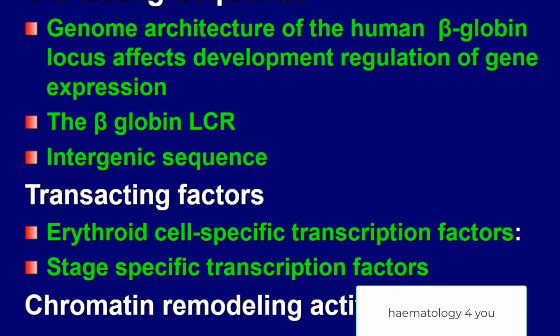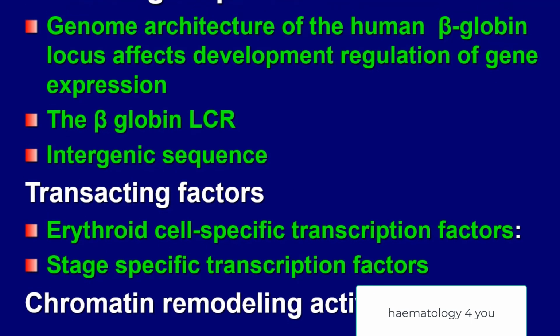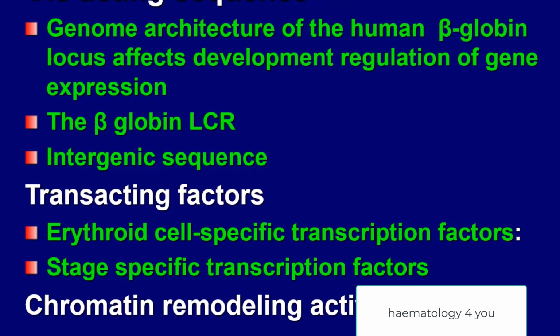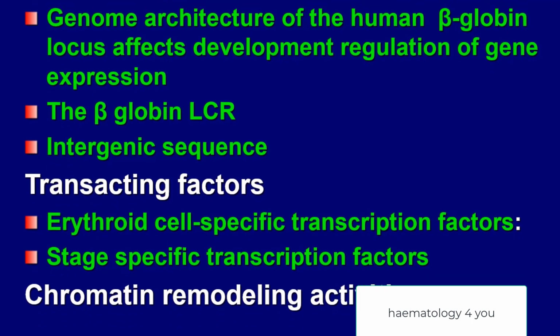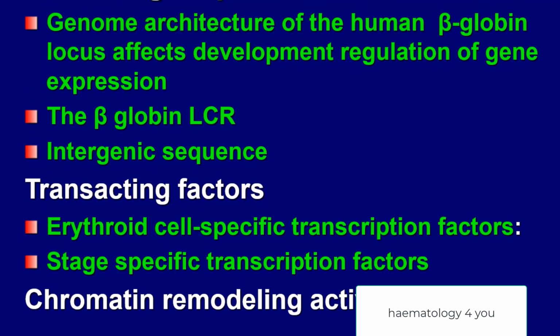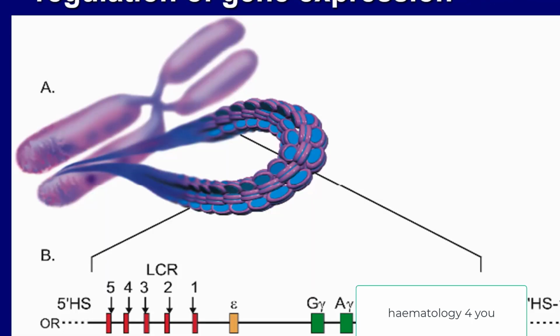diseases. The players at the beta globin locus: cis-acting sequence. The genome architecture of the human beta globin locus affects the development of regulation of gene expression. The beta globin LCR, intergenic sequence, trans-acting factors, erythroid cell specific transcription factor, stage specific transcription factor, chromatin remodeling activities. Genome architecture of the human beta globin locus affects the development of regulation of gene expression.